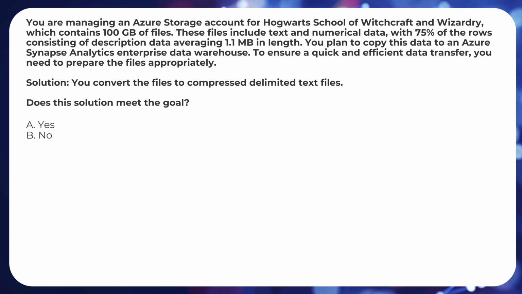You are managing an Azure storage account for Hogwarts School of Witchcraft and Wizardry, which contains 100 gigabytes of files. These files include text and numerical data, with 75% of the rows consisting of description data averaging 1.1 megabytes in length. You plan to copy this data to an Azure Synapse Analytics Enterprise Data Warehouse. To ensure a quick and efficient data transfer, you need to prepare the files appropriately. Solution: you convert the files to compressed, delimited text files. Does this solution meet the goal?